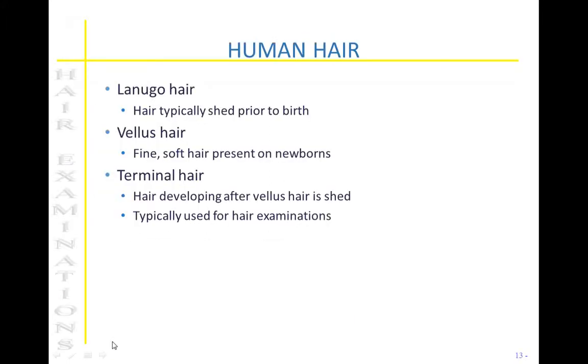They might be dealing with one of 3 different types of human hair. Lanugo hair is hair that is typically shed prior to birth, so it would be very rare to see lanugo hair. At times, vellus hair might be examined in a laboratory. This is the hair that is extremely fine and very soft and present on newborns. Terminal hair is the hair that is typically found in most forensic examinations.